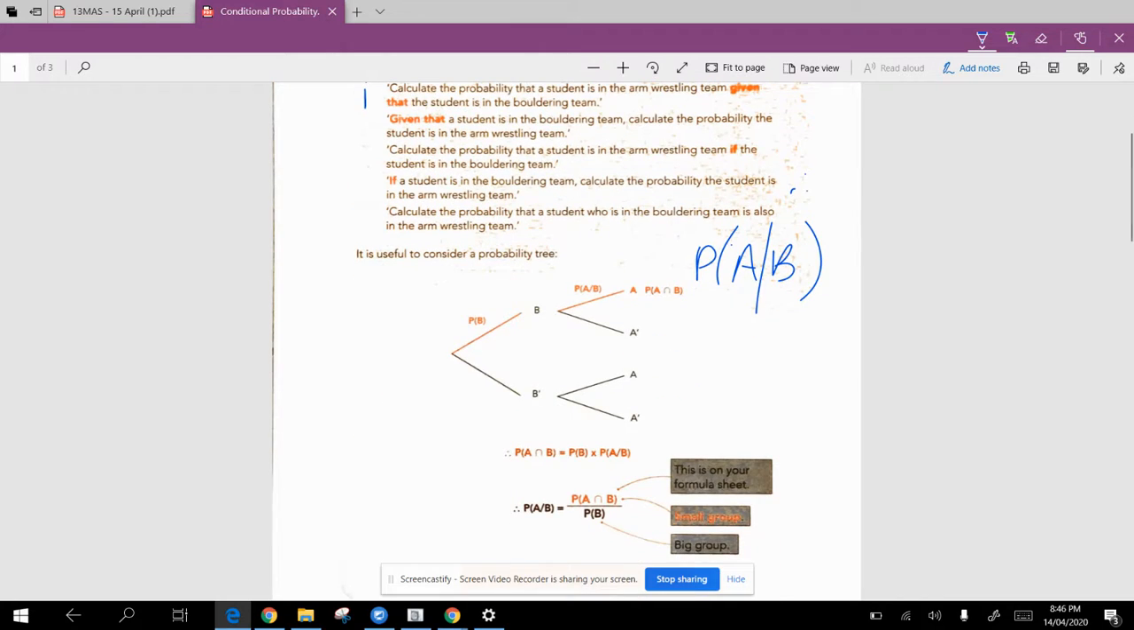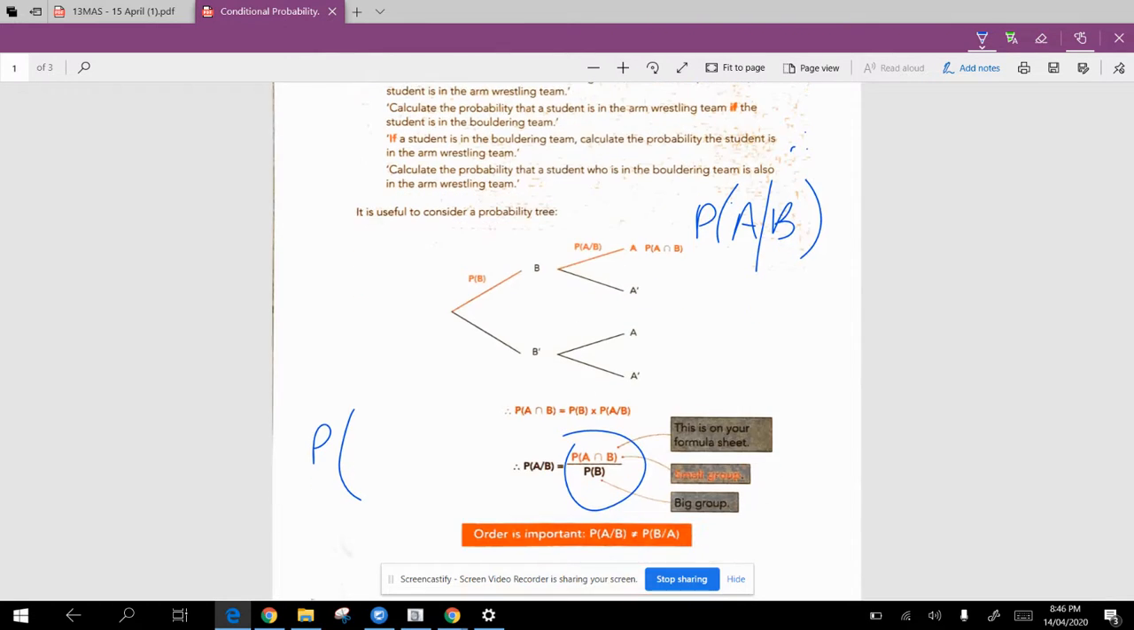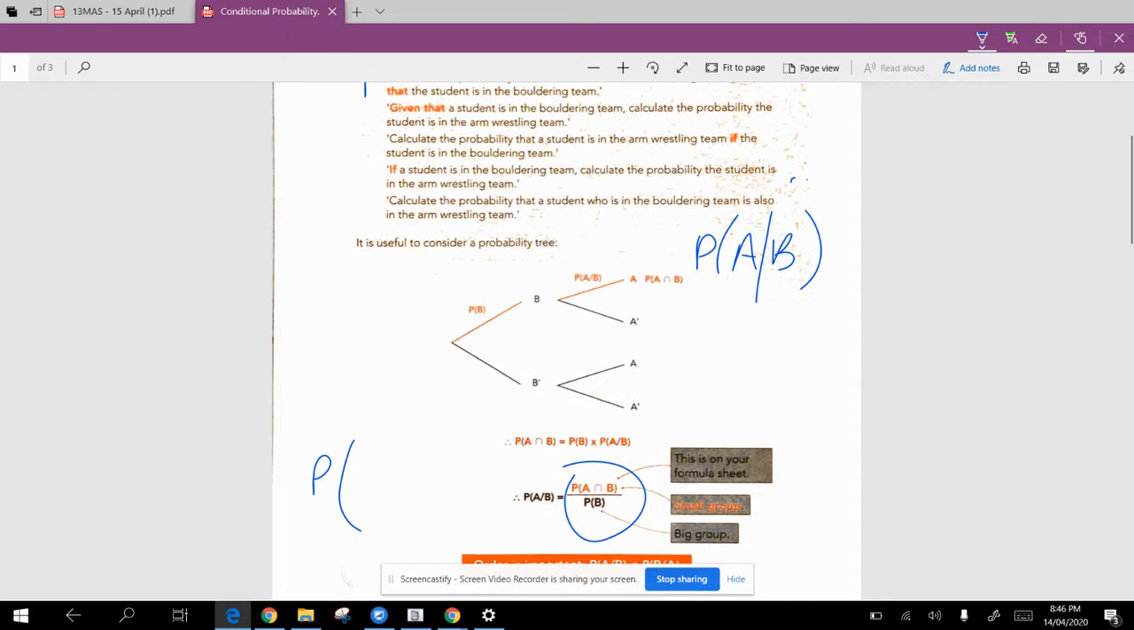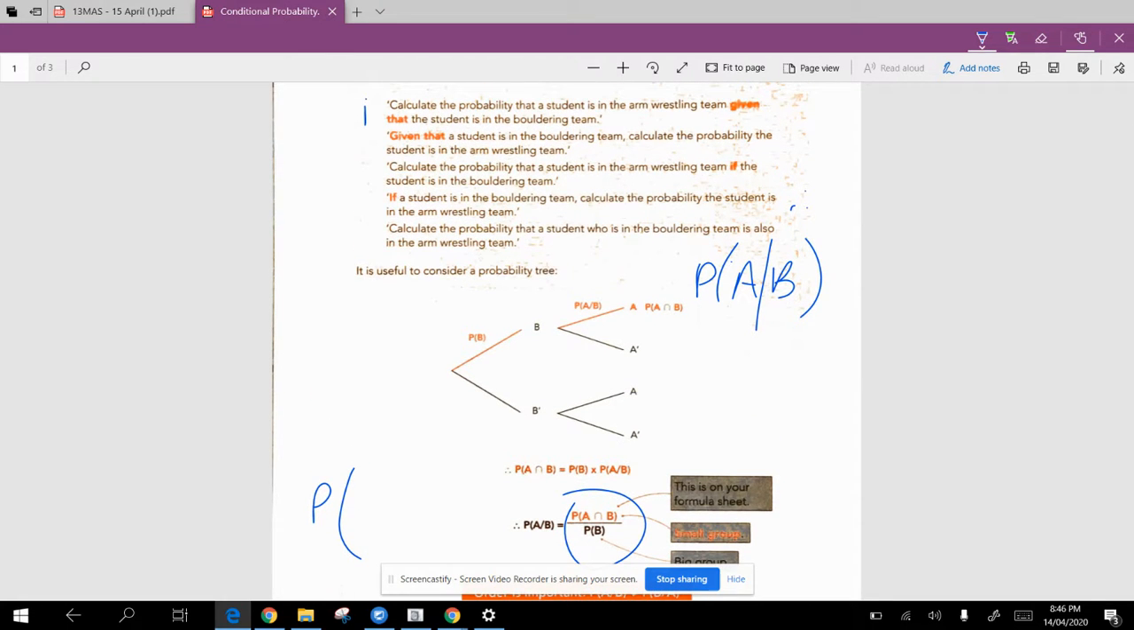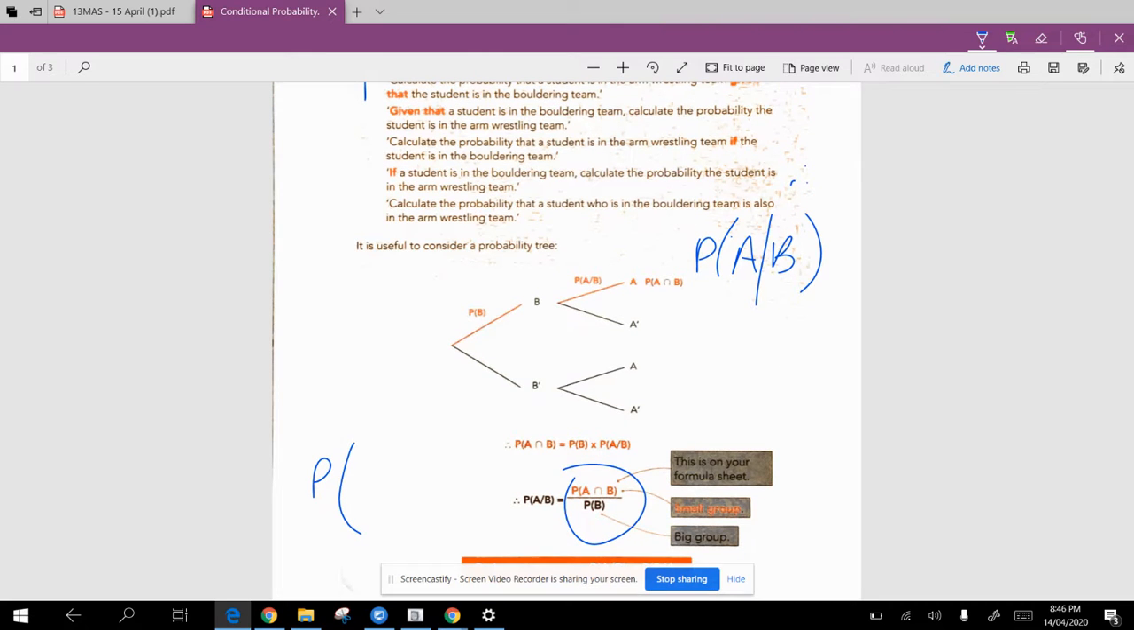So we use this formula here. We're looking at the probability that the student is in the arm wrestling team. So that's A, given that they're in the bouldering team. Okay, so the given bit is always that second bit there. So what we need to do is find the probability that they're in both, and divide it by the probability that they're in the bouldering team.